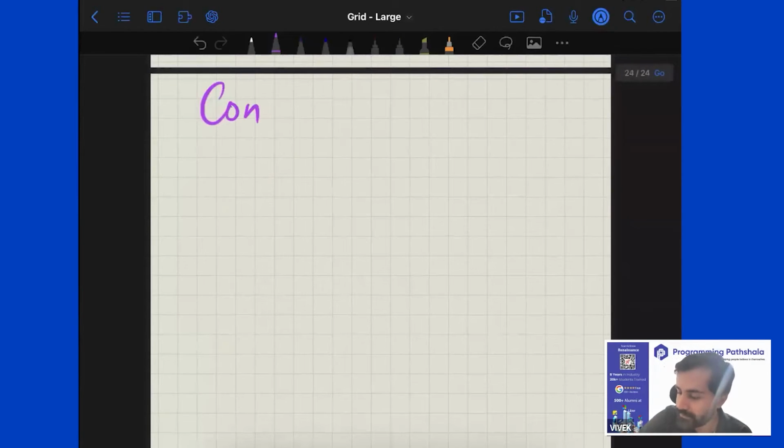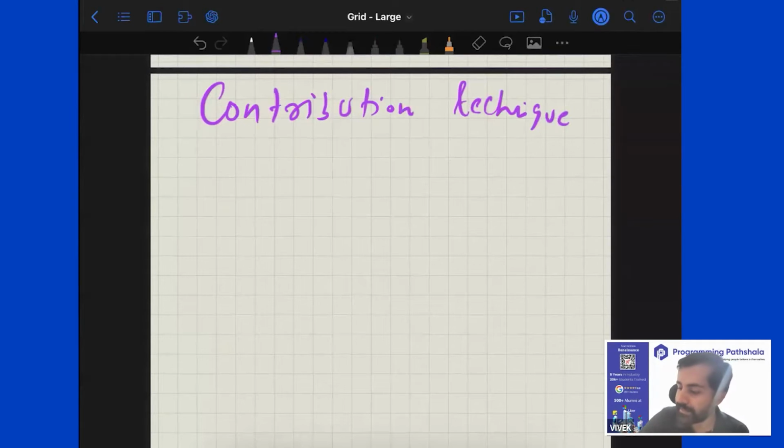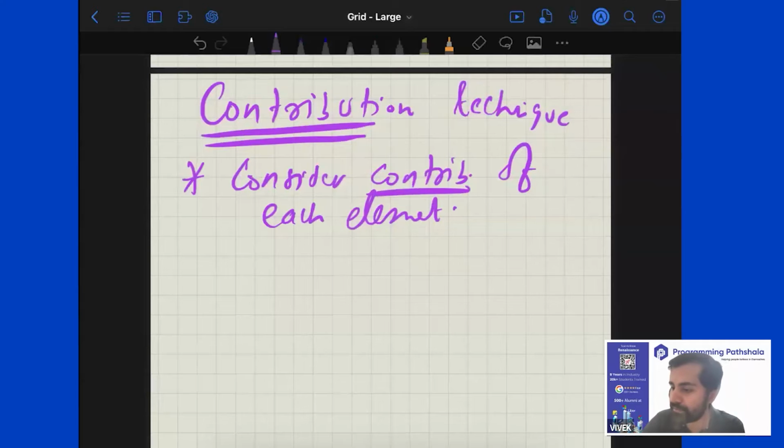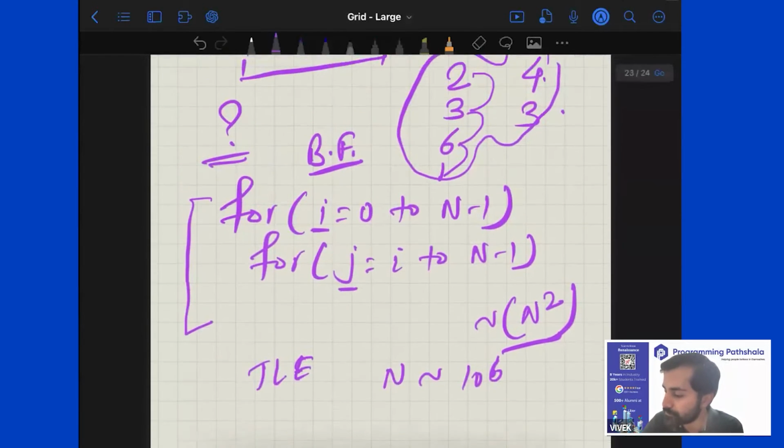So, contribution technique. What it says is that, hey, instead of listing all the subarrays, why don't you consider the contribution of each element? See, what do I mean by contribution of each element? This is a very important point. So let's focus on this.